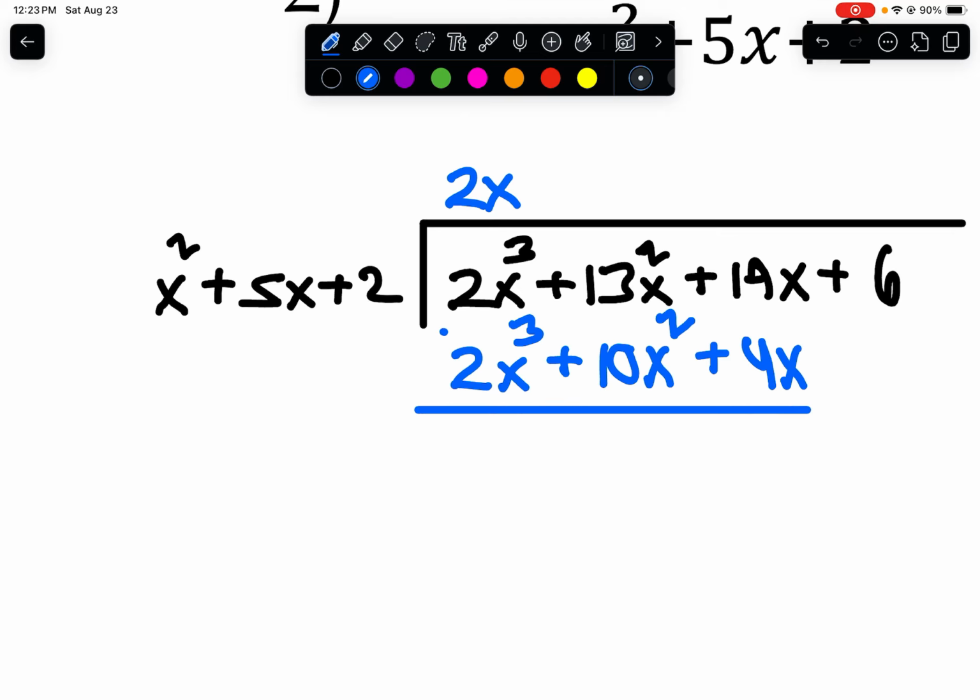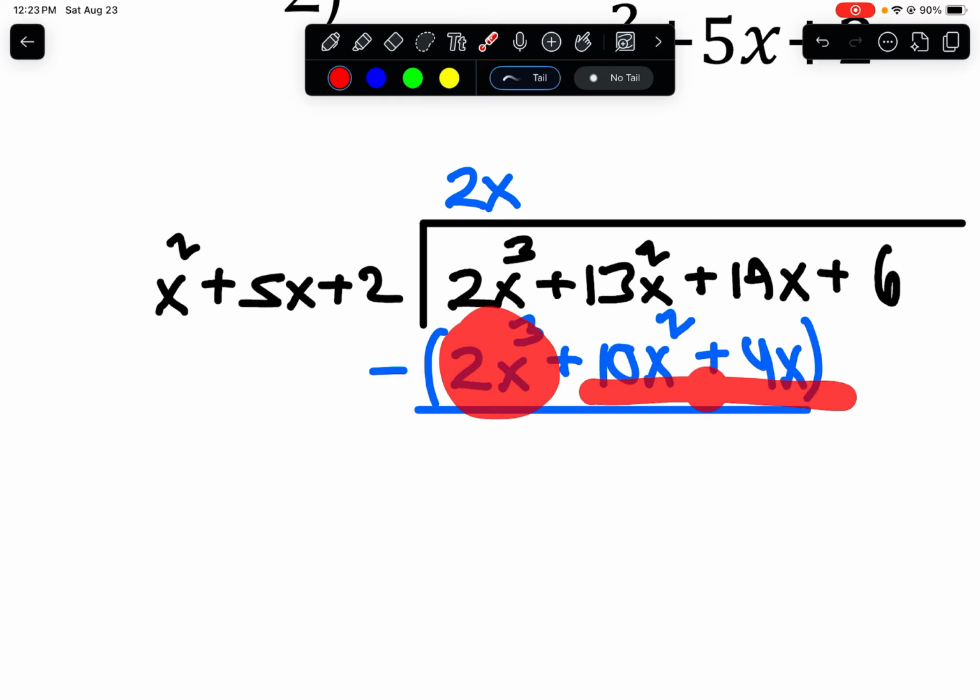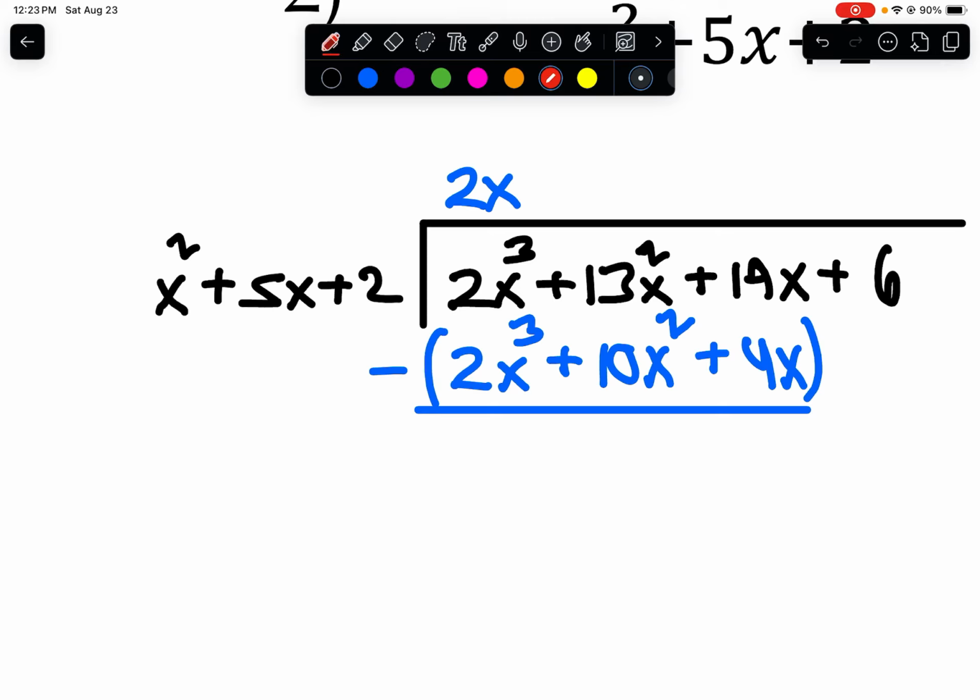So now I have that result. I'm going to write this in parentheses, and then I'm going to subtract these values. So it's so important that you have the parentheses here, because I'm not just subtracting the 2x cubed, I'm subtracting the whole value. So what I've seen some people do is they go ahead and just distribute the negative. So if you want to do a negative 2x cubed, negative 10x squared, and a negative 4x, and then add them together, that's also perfectly fine. Just be careful with your setup.